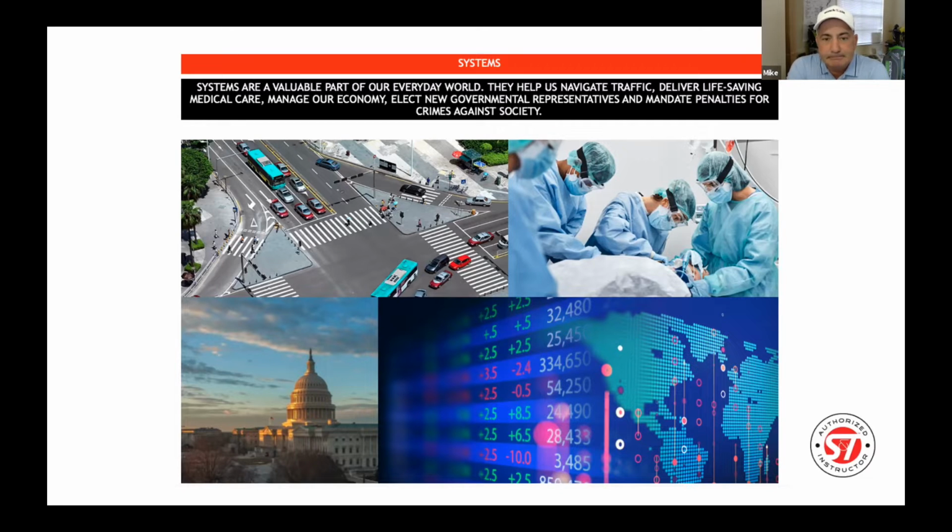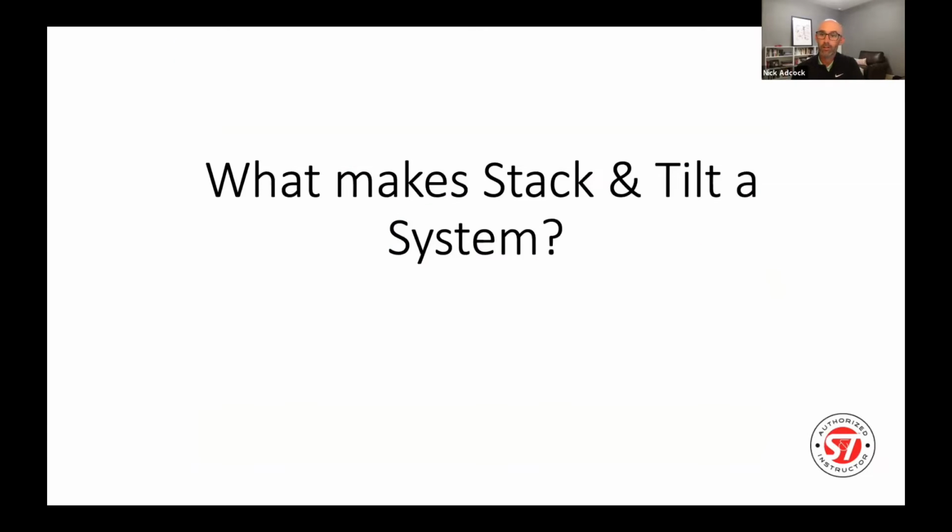Absolutely. So I guess that begs the question, what makes Stack and Tilt a system? It's not a method, in that a method would be very procedural. To me, a method would be like baking a cake. I've got a series of directions I've got to follow. If I don't follow them to a T, I don't get a cake. I get a big pile of mush in the pan. So we need to have some flexibility in what we're doing.